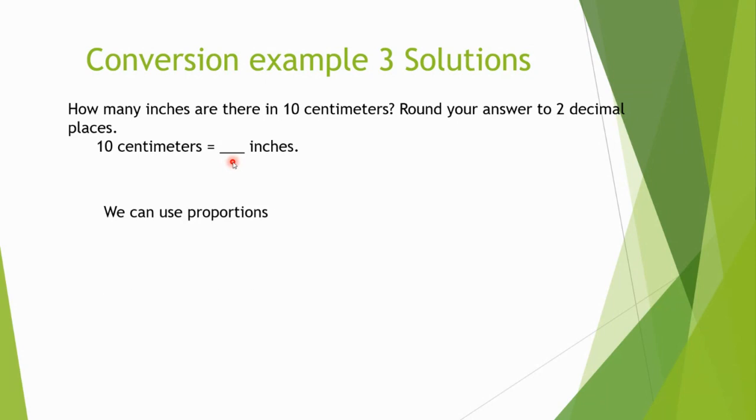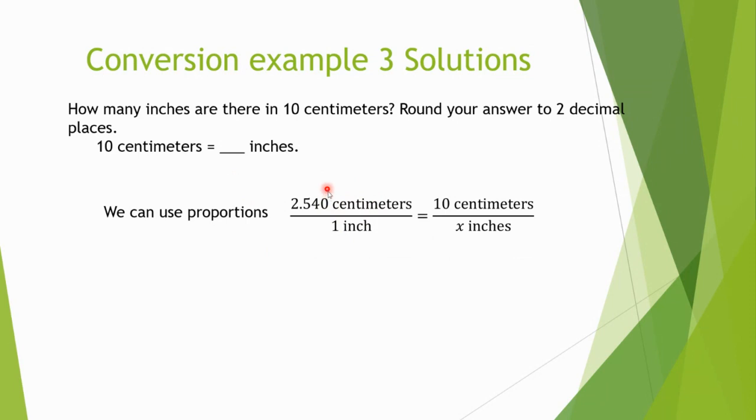So we can use proportions. You don't have to, you could use the factor label method if you want to, but we're going to use proportions. So of course we need one of those unit conversions. This is the one I chose. The other one is basically the same thing except it's inverted, right? So I'm using this one.